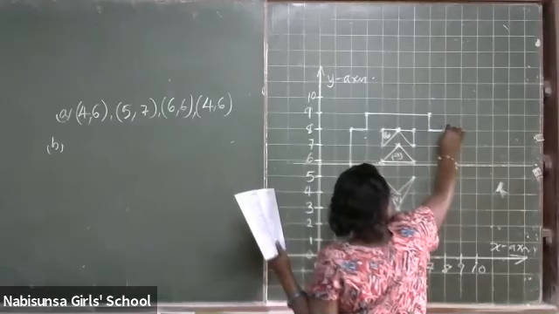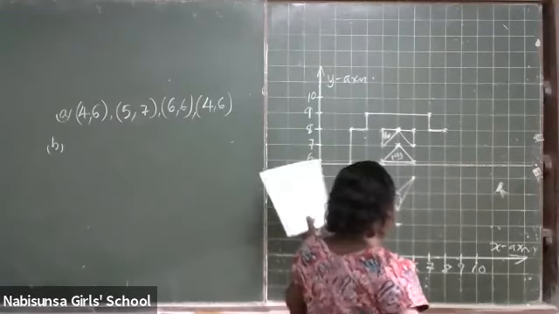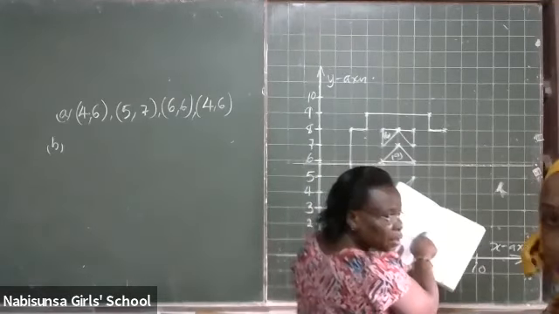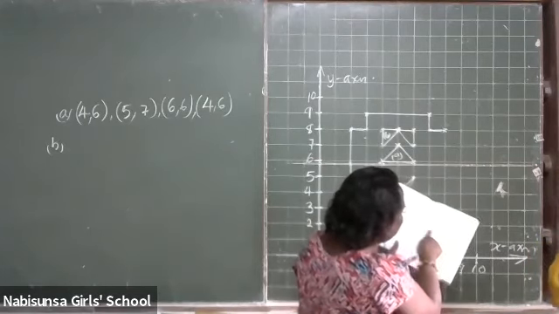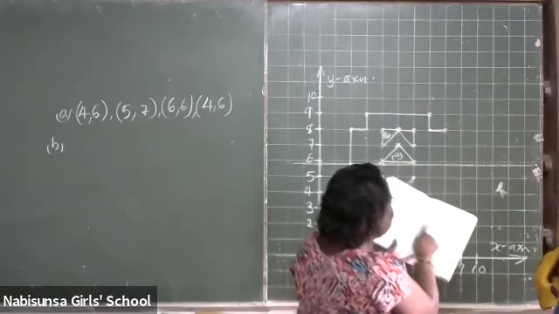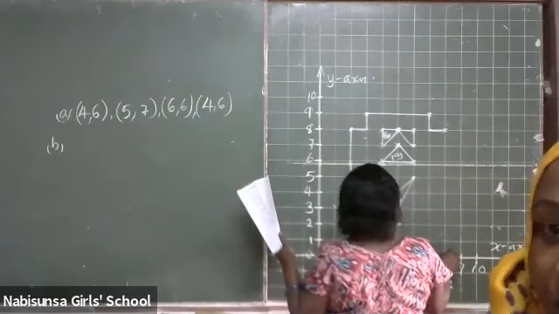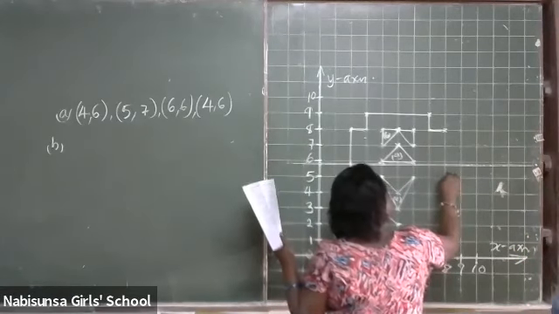Excuse me, teacher. 8, 2? No, there is a 5 there. The next point from 8, 8, we have 8, 5. Wait for the teacher to finish. She's going to give you time to ask questions. So we have 8 on the x-axis, 5 on the y-axis.